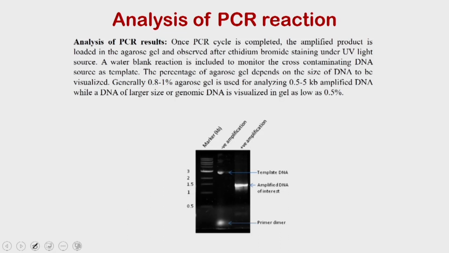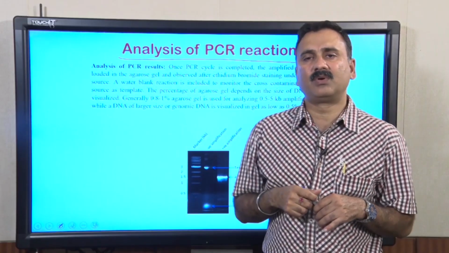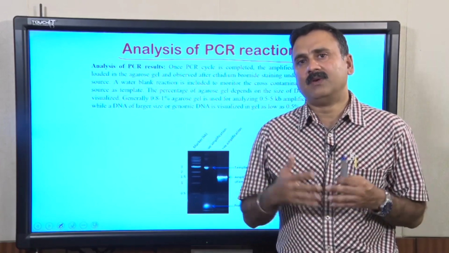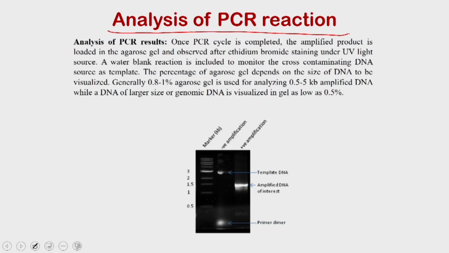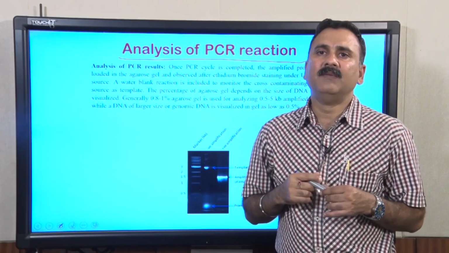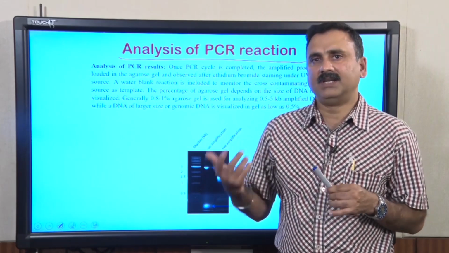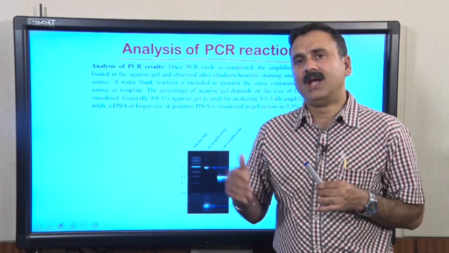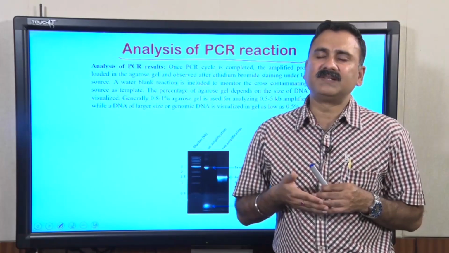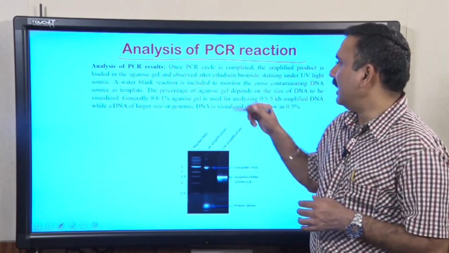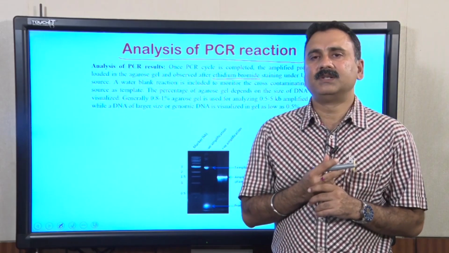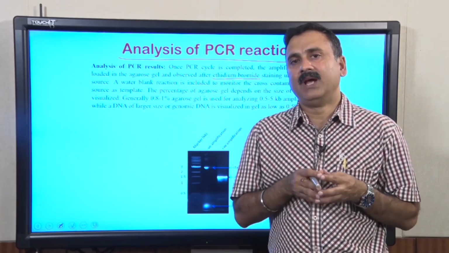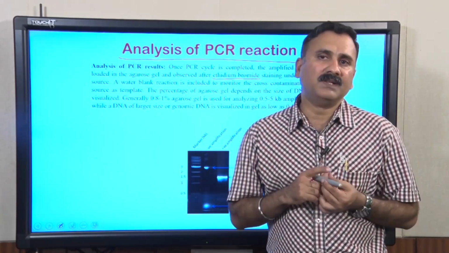Then at the end, Banesh and his team are going to show you how to analyze the PCR product. Once the PCR is over, you take out the sample from the PCR machine. Then you have to cast an agarose gel, and while casting you have to take a lot of precautions. While casting you can add the dye called ethidium bromide. Ethidium bromide is an intercalating agent and it intercalates into the DNA, and that is how it gives fluorescence to the DNA.